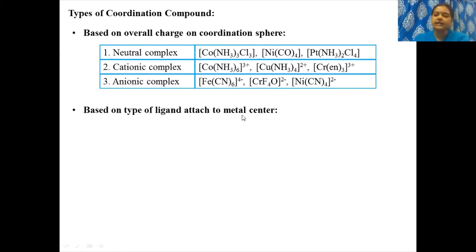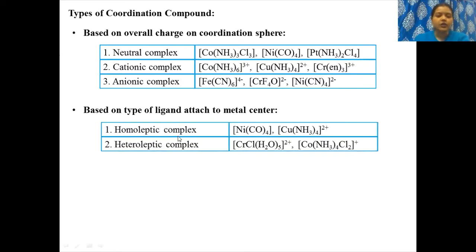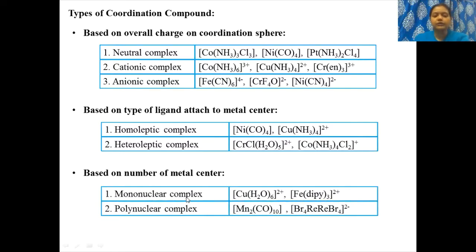Then, based on the ligand attached to the metal center: homoleptic complexes, where only one type of ligand is attached to the metal, and heteroleptic complexes, where different types of ligands are attached to the metal center. Then, based on the number of metal centers: mononuclear complexes, where only one metal center is present, and polynuclear complexes, where more than one metal center is present.